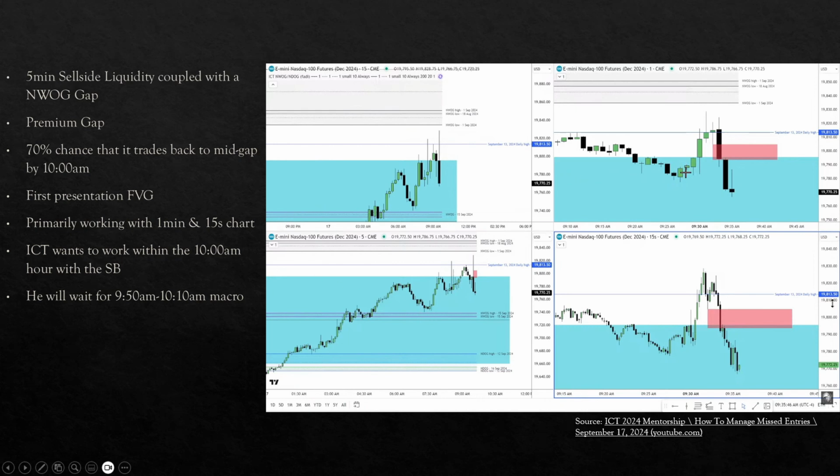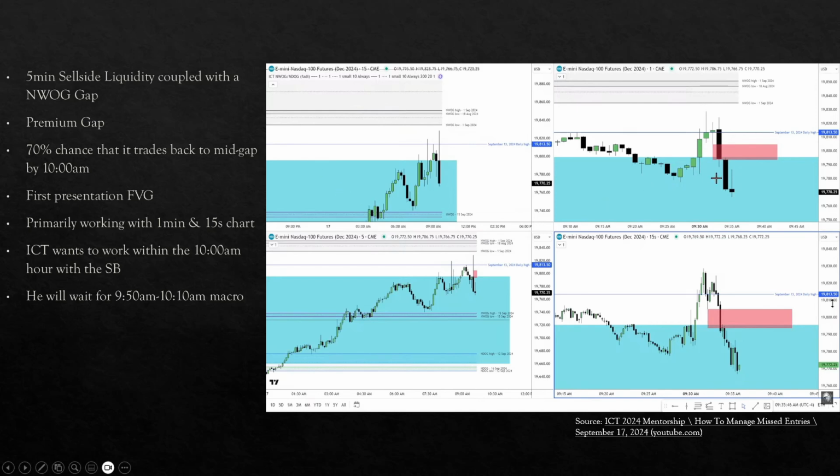And the market started the session with a premium gap. A premium gap means 9:30 opens higher than yesterday's settlement price, so we gap higher, which creates a premium gap. And ICT tells us that there's a 70% chance that it trades back to the mid gap. So I will show you this on the next slide.